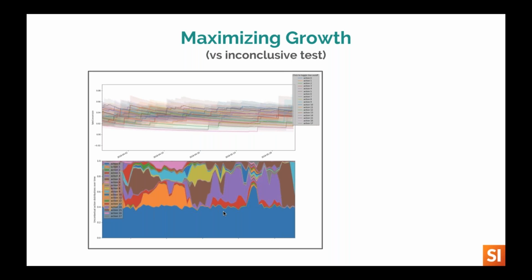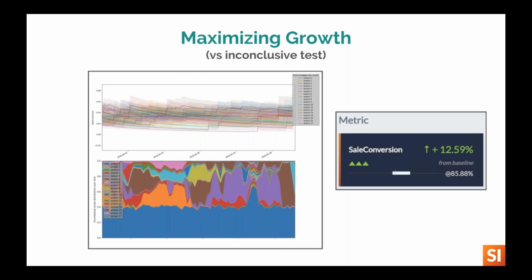On the other hand, in the bottom, with reinforcement learning powered optimization, what you're seeing is this same exact set of variants actually does deliver results. And more specifically, what this test was able to deliver was a 12.59% increase in sales conversions relative to the baseline. Now, the baseline is represented by this blue area down here. And you can see that throughout the entire experiment, for the most part, minus one little blip, we're delivering about 40% of users to the baseline.